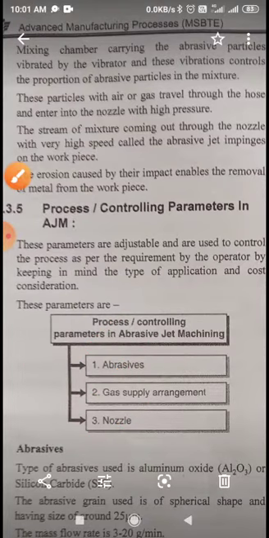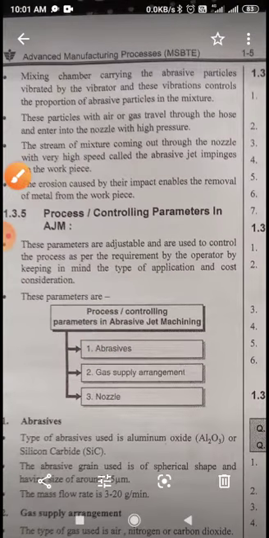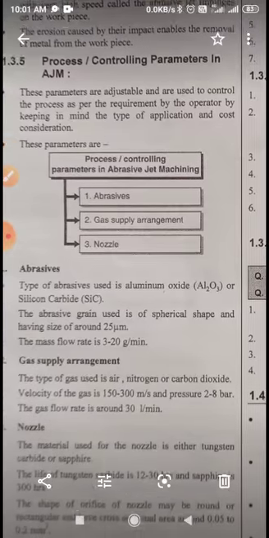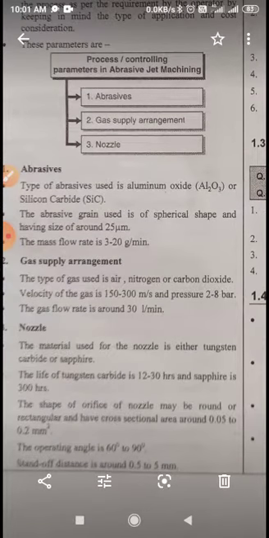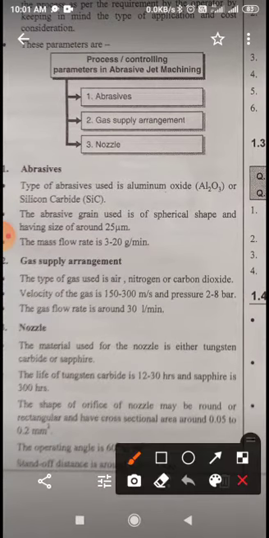Okay, now look at these parameters. They are adjustable and are used to control the process as per the requirement by the operator, keeping in mind the type of application and cost consideration. Now, abrasive. The type of abrasive used is, as we have already seen, Al2O3 and silicon carbide, SiC. The abrasive grain used is of spherical shape and has a size of around 25 micrometer, or we can say 25 micron. The mass flow rate is 3 to 20 gram per minute.